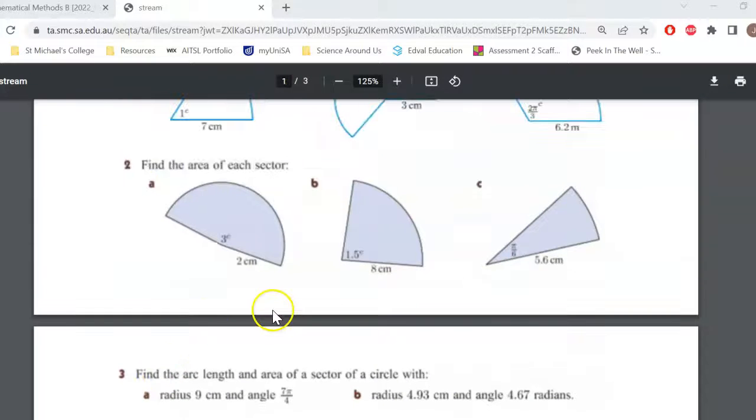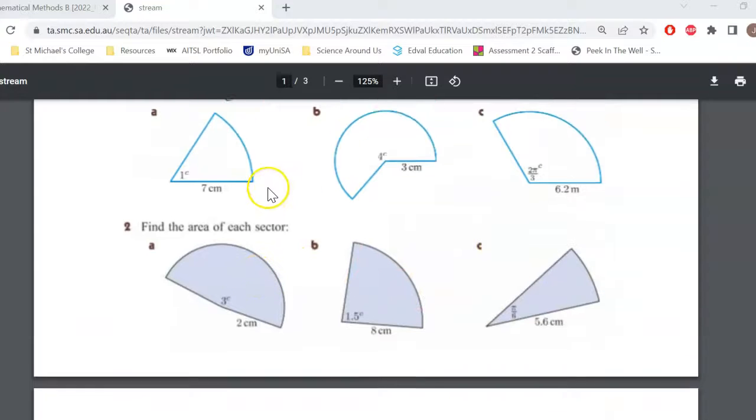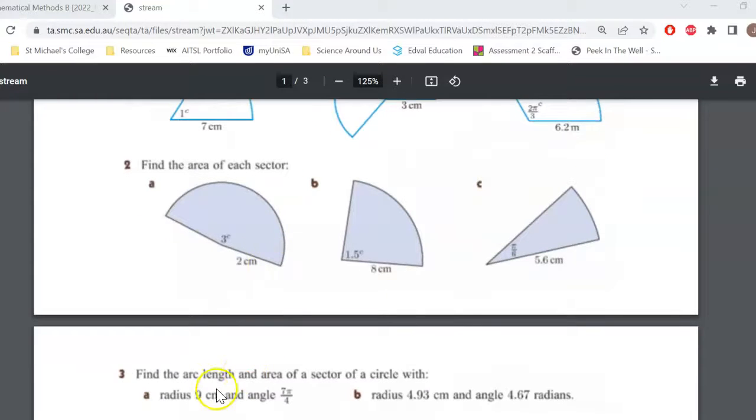Okay, I'm not going to do a worked example of question 3 because question 3 is exactly the same as question 1 and 2. However, they've just told us what the radius and angle are in words, and basically they want you to apply it to find both the arc length and the area of those sectors.